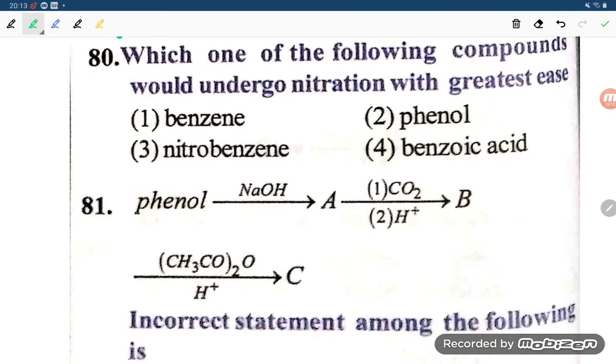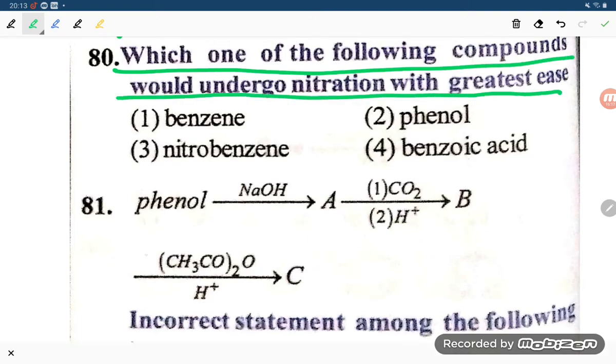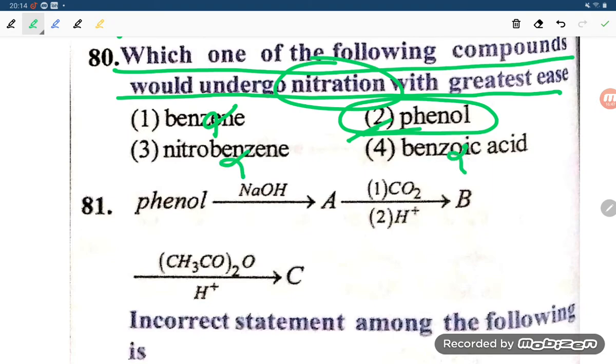Next one: which one of the following compounds would undergo nitration with greatest ease? The options are nitrobenzene, phenol, benzoic acid and benzene. Nitration easily means whichever has more electron density, student, will go nitration easily. Phenol has more electron density, so it will go. Benzene has no electron donor, benzoic acid is electron withdrawing, and nitrobenzene is electron withdrawing. So these 3 are wrong. The correct option is 2.